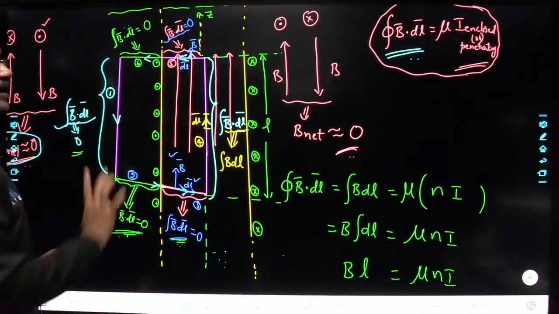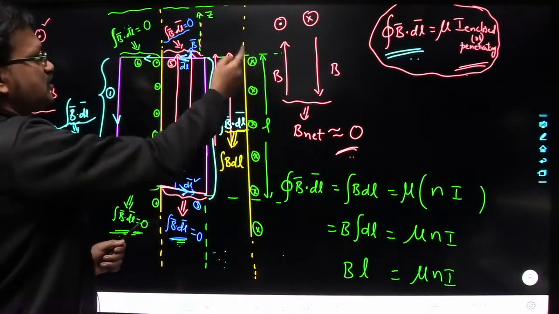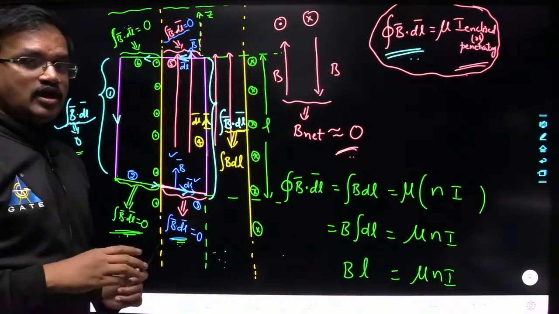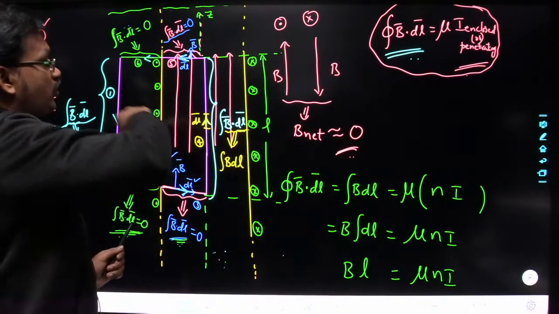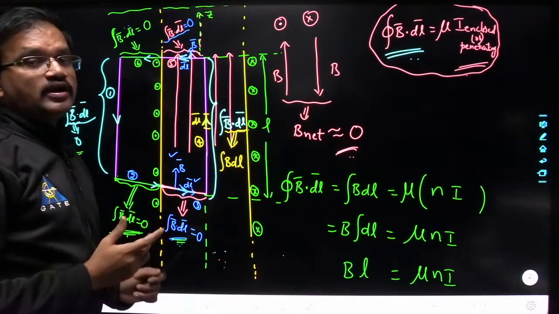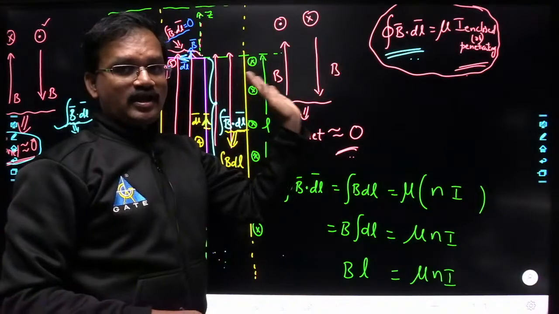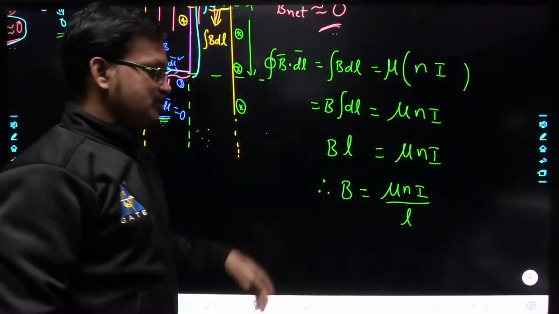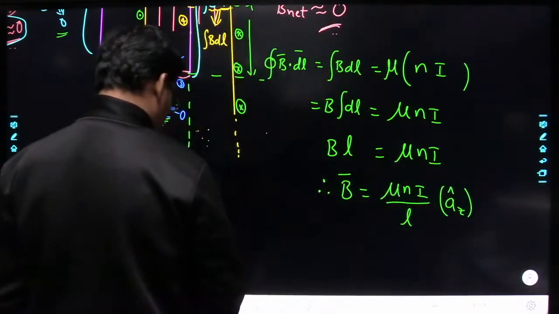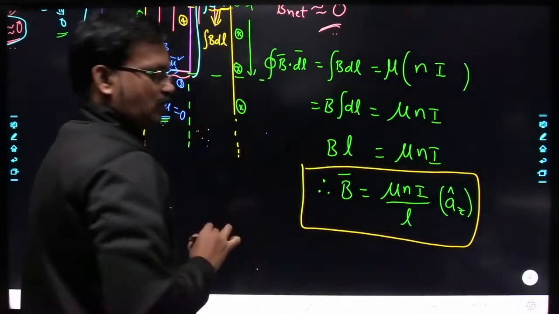That means it is pointing in the Z cap direction. It all depends upon how the current is flowing. Here we have assumed that the current is flowing in anti-clockwise direction, and hence the B field is pointing upward. If the current is flowing in clockwise direction, then the B field is going to point in the negative Z direction. It all depends upon how you choose the current direction. So this is the expression for B field inside the solenoid.